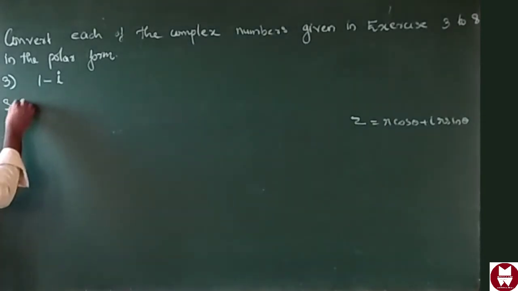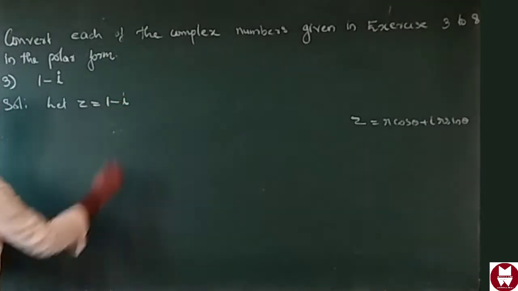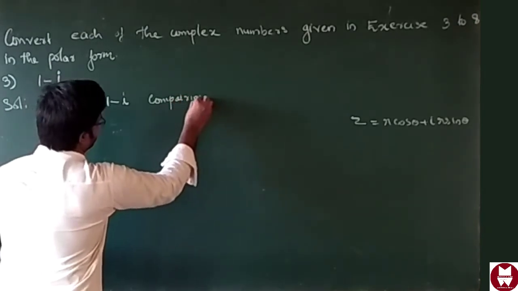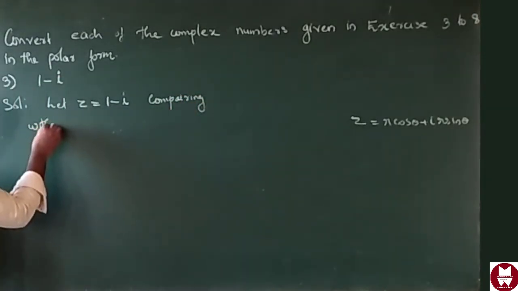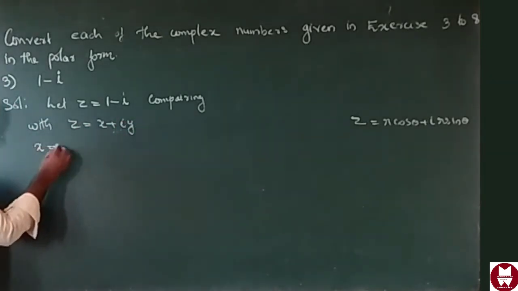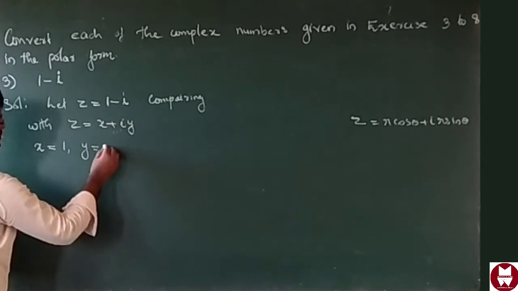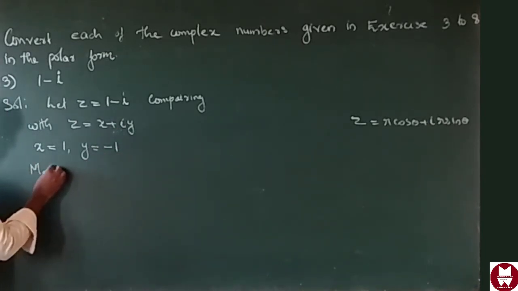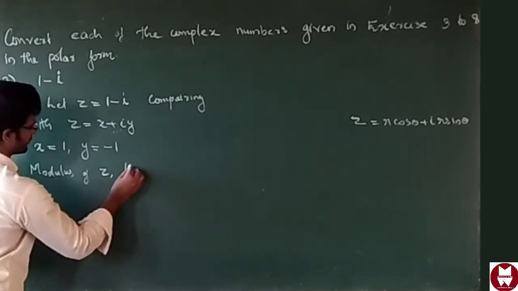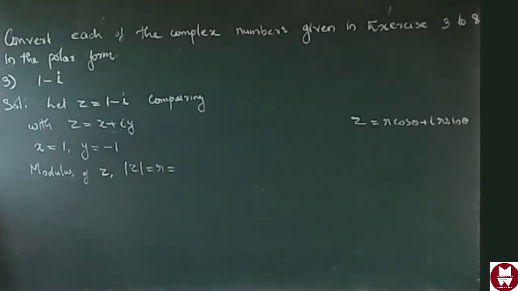We can start. Let's first give one name. Let z equal to that given complex number, 1 minus i, comparing with the general form, that is z equal to x plus iy. At that time x equals 1, and y equals minus 1. First find out the modulus of z. Modulus of z equals r; we can represent the modulus of z by small letter r.